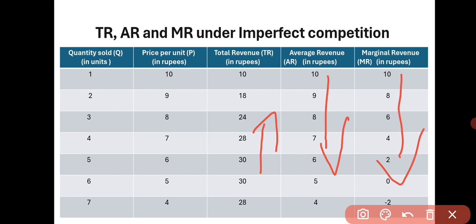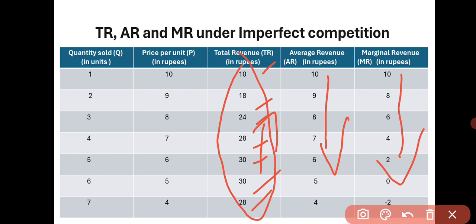First it was 10 rupees, then 18 rupees, then 24 rupees, then 28 rupees, then 30 rupees, then 30 rupees, then 28 rupees total revenue. It is increasing, no doubt. Total revenue is increasing, but increases only at a diminishing rate because marginal revenue goes on diminishing. So, total revenue, though it increases, as marginal revenue goes on diminishing, increases only at a diminishing rate, right?